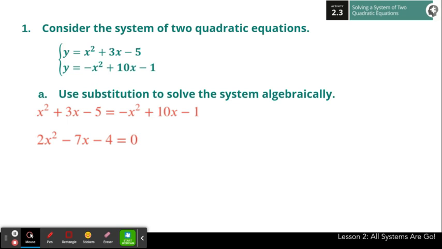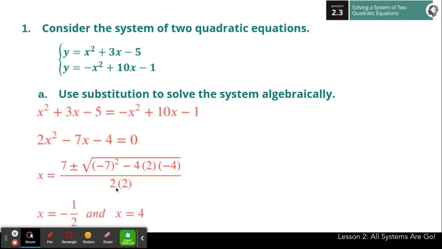So at this stage, I have a choice. I can try to factor it, or if I'm more comfortable with the quadratic formula, oftentimes when I have an a value like this, the factoring process is a little tougher, so I would probably go right to the quadratic formula. I have an a of 2, a b of -7, and a c of -4. Plugging everything into the quadratic formula, I end up with my two answers, -1/2 and 4. Those would be my two x values.